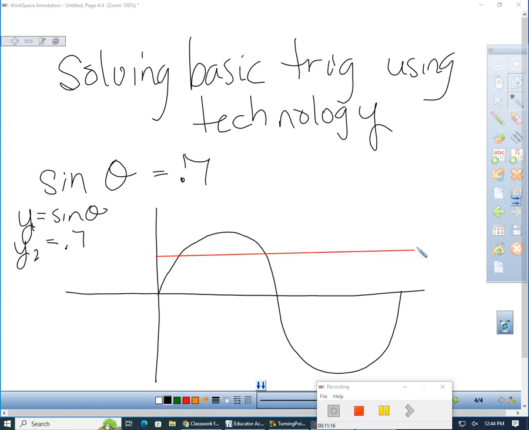Okay, so what we need to find are where the two of them intersect. So we need to find this point right here, and we need to find this point right here. There are two solutions. So we're going to go second, trace, go down to intersection.